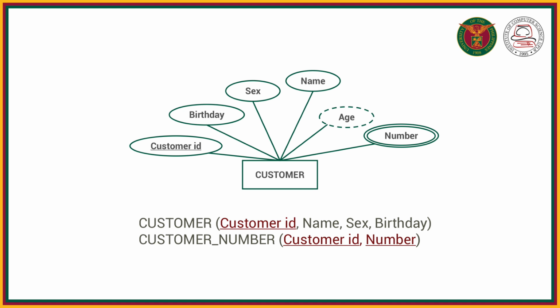So bakit hindi natin pwedeng isama si multi-valued doon sa original relation? Because since it is a multi-valued, ibig sabihin yung isang customer can designate multiple numbers. So to keep track of those data, kailangan natin ng separate relation. Because kung isasama natin siya as attribute ng original relation, there's a possibility na hindi natin ma-accommodate lahat ng data.